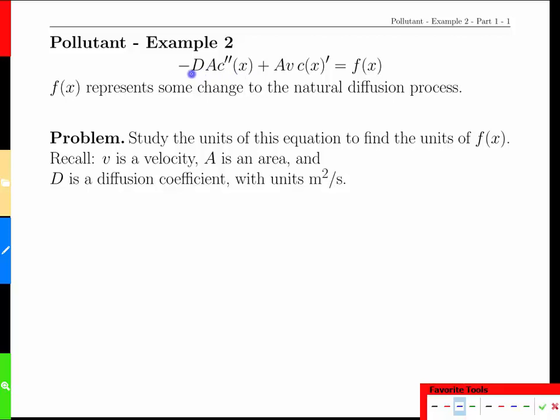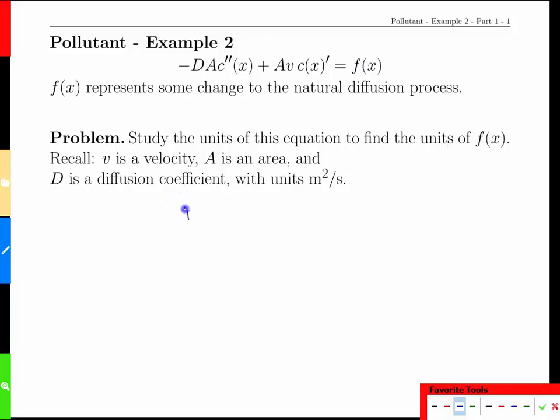We consider now a second scenario where there's a pollutant flowing through groundwater or diffusing through groundwater. And we're going to focus on this term we have not used yet, the right-hand side. That f of x is going to be used when there's some external influence on the natural diffusion process. Now, first of all, what kind of units are we talking about here with that function of x?